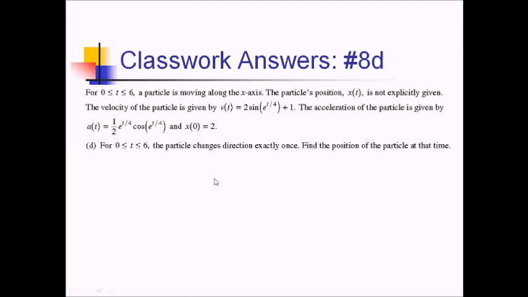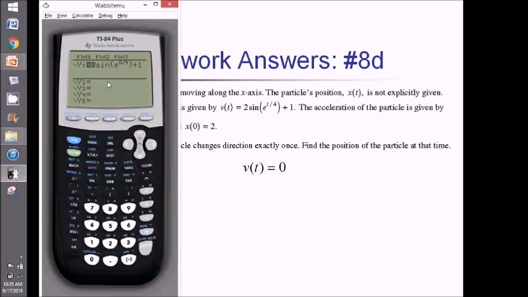For this problem, we're told that the particle changes direction once on the interval from 0 to 6. We want the position at that time. Well, let's start by figuring out where this thing changes direction. To do that, we will set our velocity function equal to 0 and see where it crosses the x-axis on the calculator. So again, I've entered velocity as my y1 on the calculator, and I'm going to set my window to be from 0 to 6 because that's where they said we're changing direction once. We don't care about any other intervals here. And graphing that out, this is our velocity. We see that it is touching the x-axis exactly once, right here.